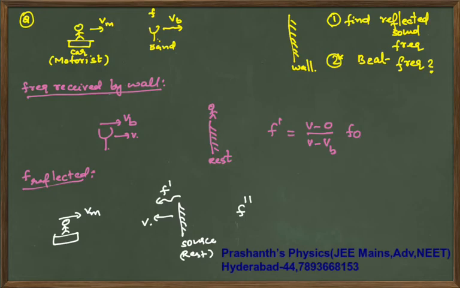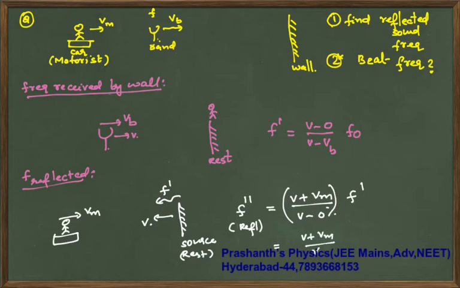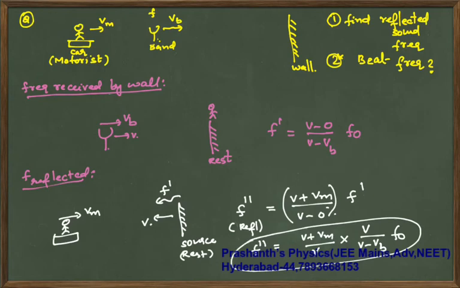So your f double dash, or reflected frequency, is the velocity of sound with respect to the observer, that is v plus vm, by the velocity of sound with respect to the source, v minus 0, times f dash. That is equal to v plus vm by v times f dash, where f dash is v by v minus vb into f naught. That is your f double dash. So like this you are supposed to calculate the reflected frequency.